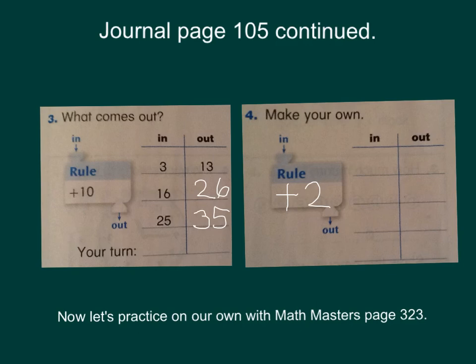Now, boys and girls, you're going to decide what number do you want to put in your function machine. You can pick any number because you're going to put it through the rule in the function machine and come up with an out number. So I'm going to start with 7, and I'm going to put it through my function machine. And 7 plus 2, 7, 8, 9, the answer would be 9. Boys and girls, I want you to work on this all by yourself.